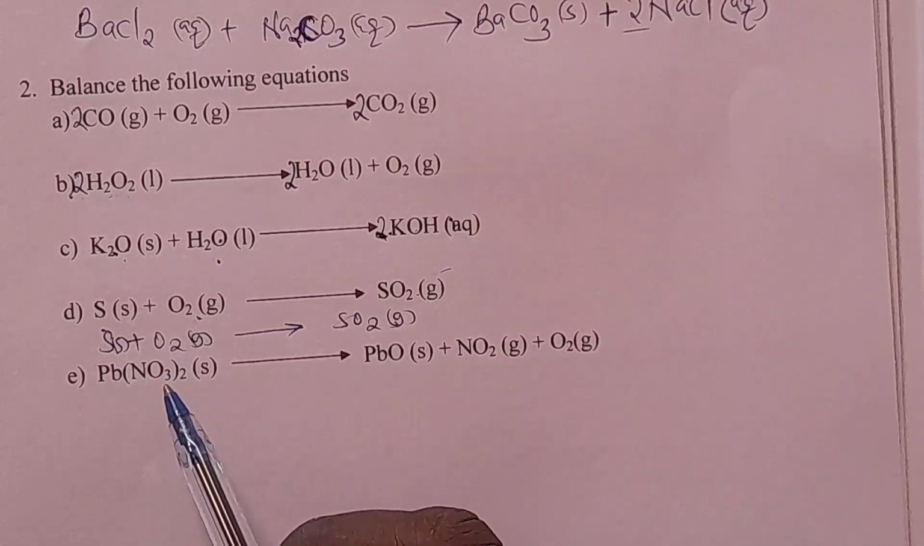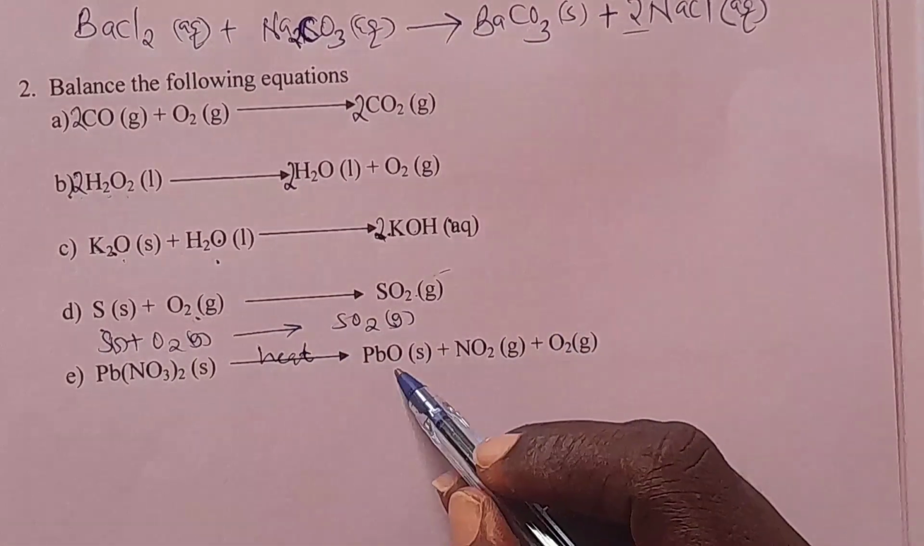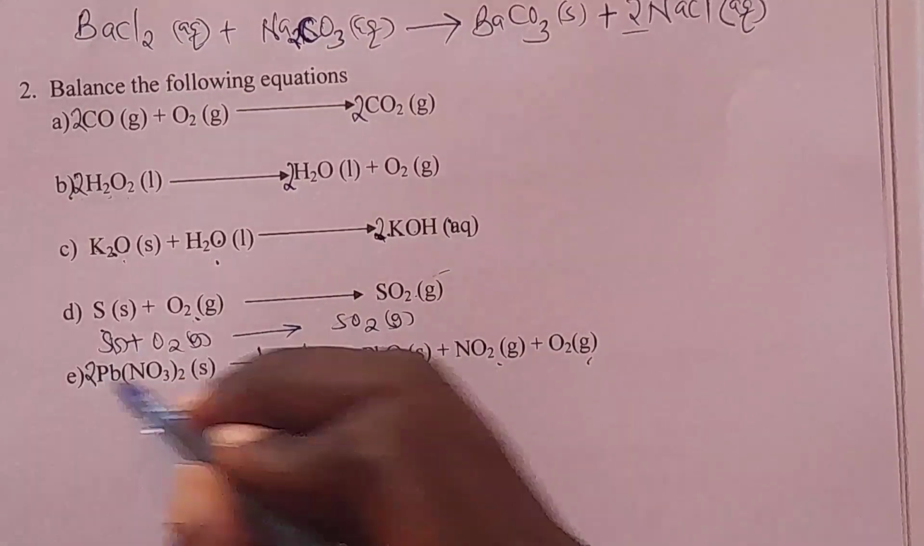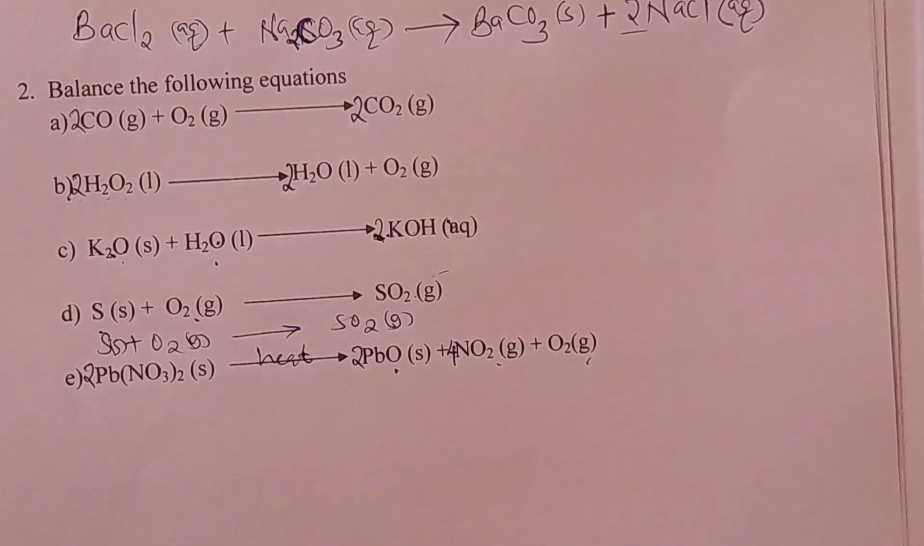Okay, lastly, we have lead(II) nitrate decomposed or heated. We are going to get lead(II) oxide plus nitrogen peroxide plus oxygen. So to balance it, we are going to put 2 there, we are going to put 2 there, and we are going to put 4 here. It will become balanced like that.